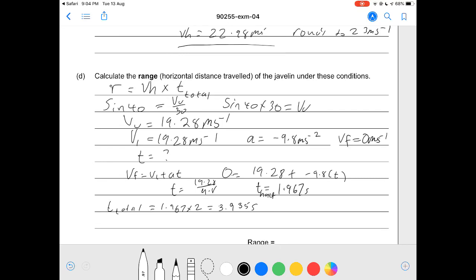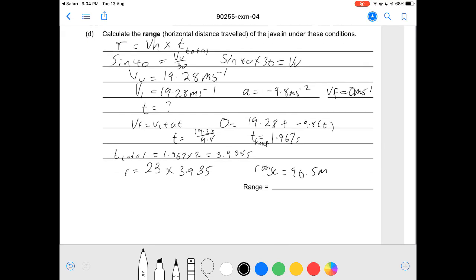So now, using all your formulas together, you can calculate your range. Your range would be your VH, which we found is 23, multiplied by 3.935. If we multiply these two together, you should find that your range should be about 90.5 meters. So we're going to write 90.5 meters as our final answer.